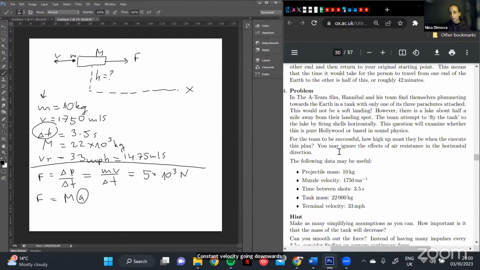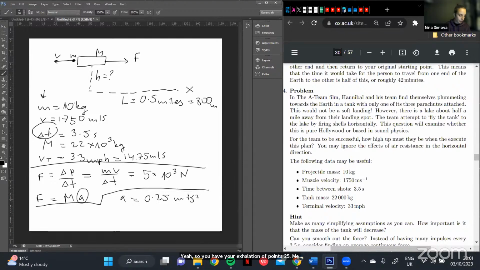You want some height. In the problem, you're also given in the main text this distance, which I'll call L, and it's given as 0.5 miles. So yeah, again, be careful where you're given what information. And this is about 800 meters. So yeah, at this point, it's just a Suvat problem. These were the important concepts. Yeah, so you have your acceleration of 0.25 meters second squared.